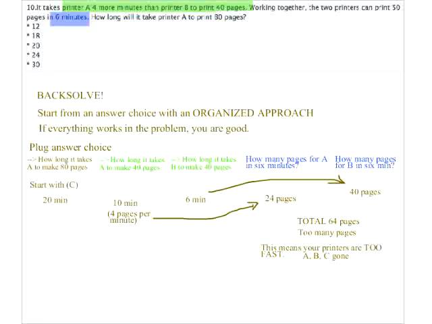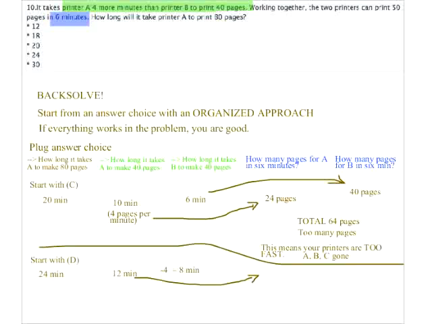24 minutes. So that means that it's 12 minutes to make half as many pages. Minus 4 is 8 minutes. So A makes 40 pages in 12 minutes. That means it will make half as many in 6 minutes. You don't need to do per minute here. So if 12 minutes is 40 pages, then 6 minutes is 20 pages.